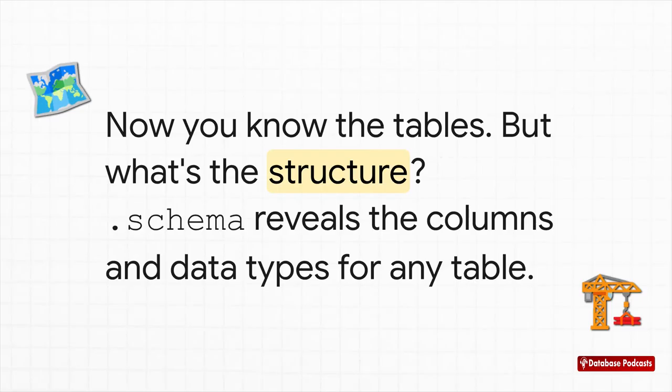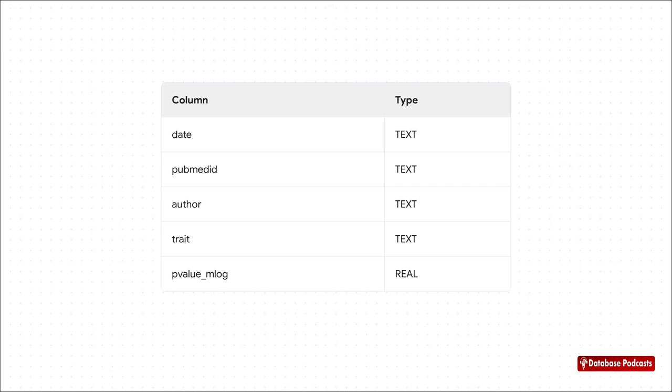All right, so knowing the table's name is great, but that's just step one. To really understand what's inside it, you've got to see its blueprint, its structure. And that's where .schema comes in. It's absolutely essential. It basically unfolds the map of your table, showing you every single column and what kind of data is supposed to be in it. Now you know what you're dealing with.